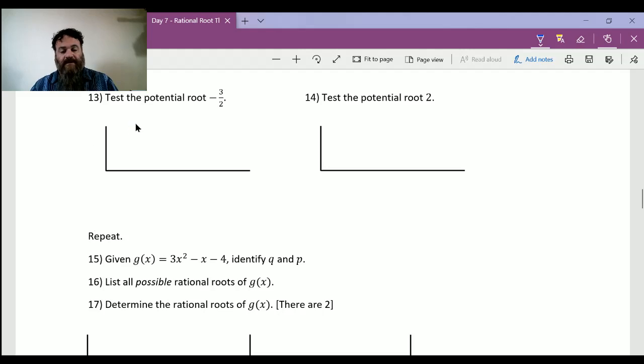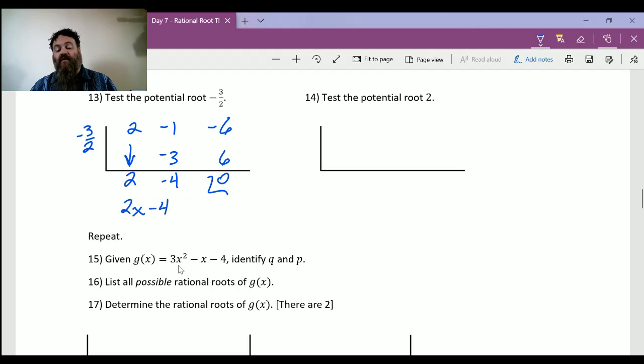Okay, let's go back to this. We've got 2, negative 1, and negative 6. This time we're testing negative 3 over 2. Bring down the 2. This time when you multiply, you end up with negative 3. So when you add them together, you've got negative 4. And now we've got positive 6. That worked. So yay us. We found one of them. Again, if you wanted to stop right now with synthetic division, this would be 2x minus 4. Set that equal to 0, and you'll find the other one.